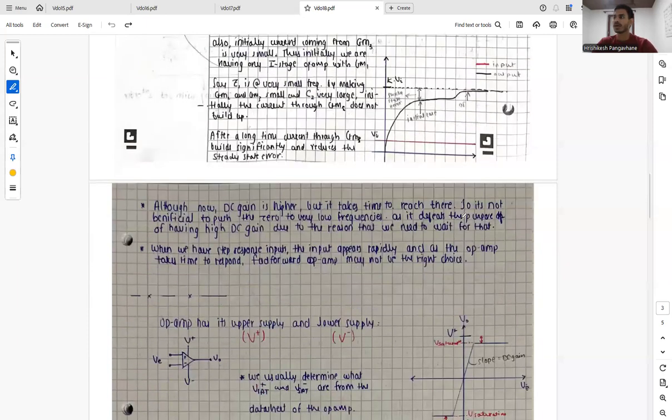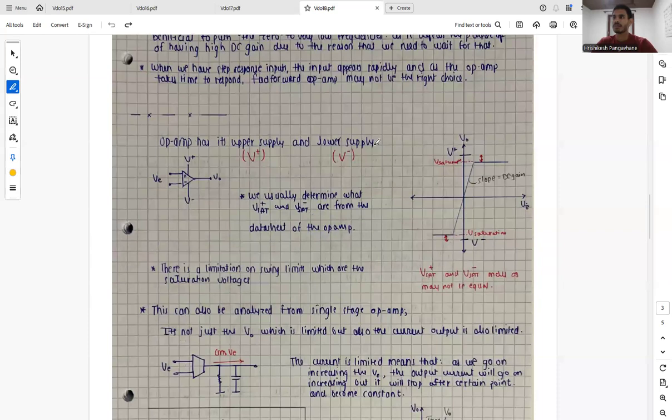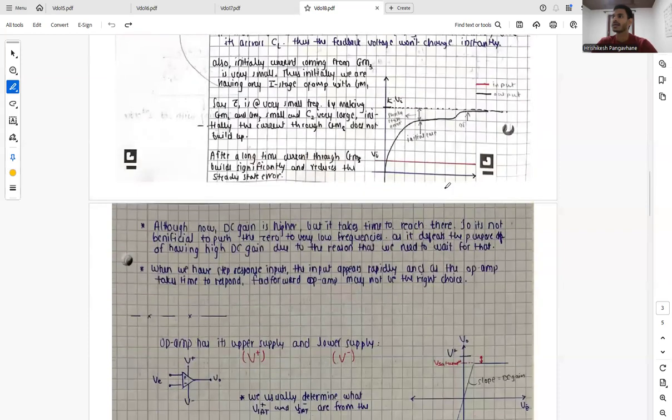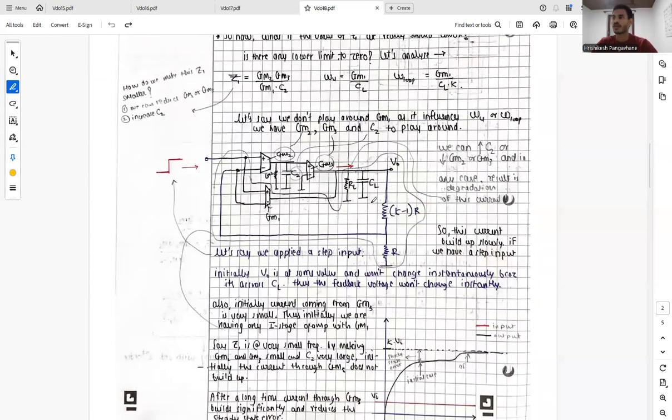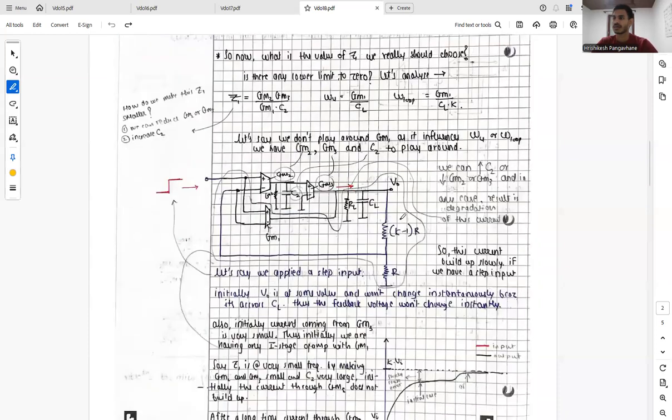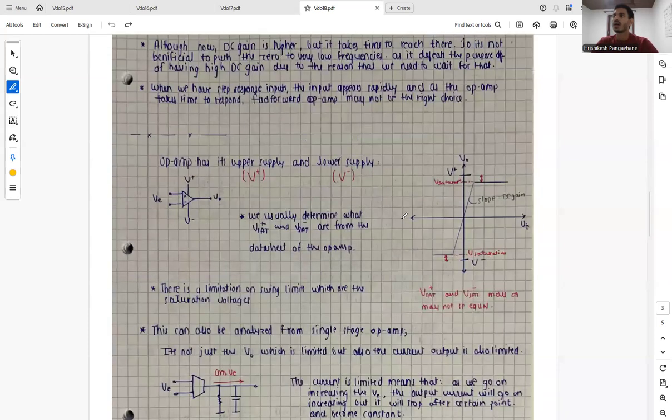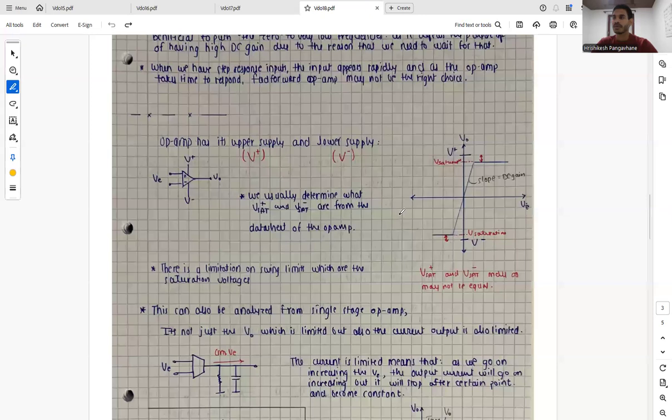Now I think we have laid a proper discussion on feed forward op amp when it comes to step input, and we have analyzed this case as well. So now let's discuss op amp on a macro level.